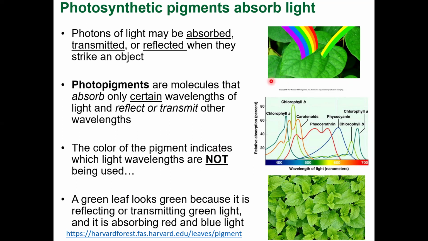The photopigments are specific molecules that only absorb certain wavelengths and reflect the other ones that do not get absorbed. And the color of the pigment does not indicate which wavelengths are being used. A green leaf looks green because it's reflecting or transmitting the green light, but it's actually absorbing red and blue light.